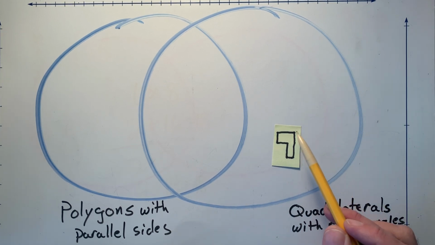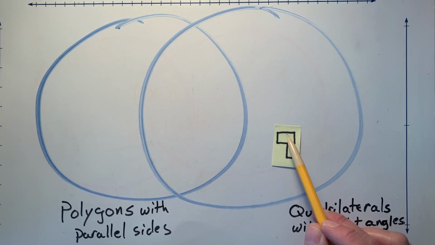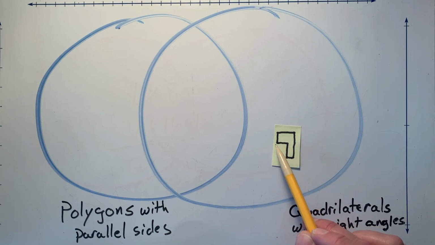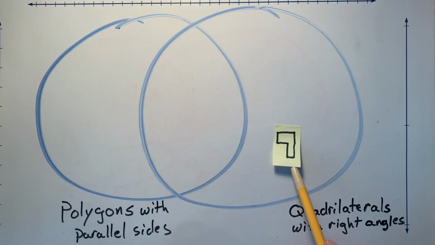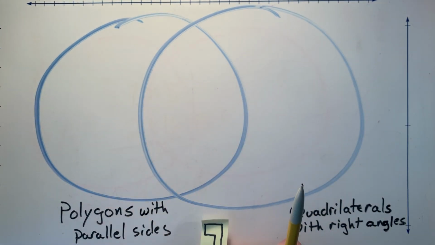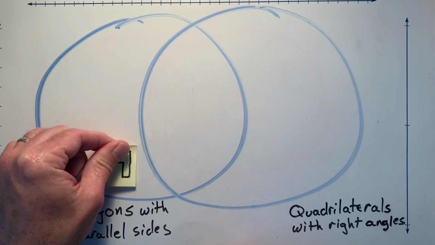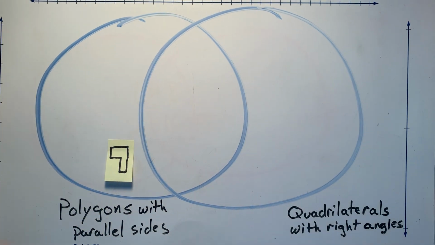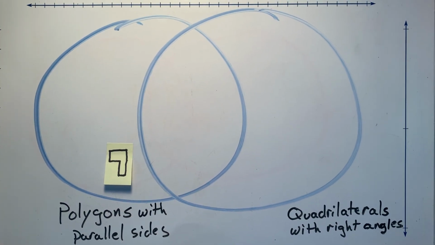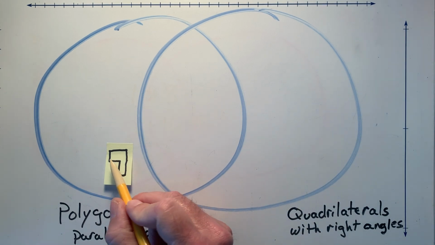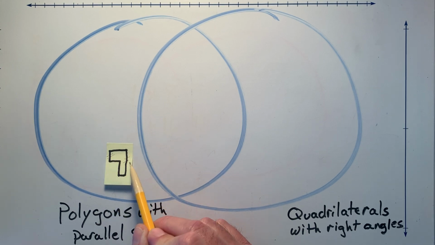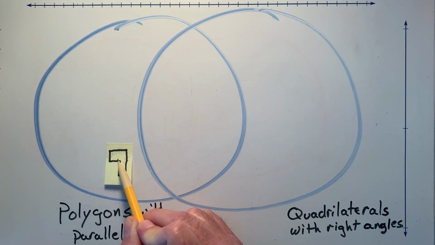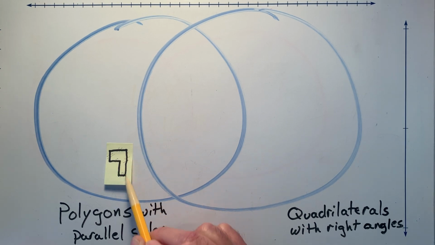Well, this happens to be a hexagon. 1, 2, 3, 4, 5, 6. That is not a quadrilateral. I cannot place it in this circle because it is 6-sided, not 4-sided. All right, let's take a look. However, can I place it over here? Is it a polygon with parallel sides? And the answer to that is yes, because these two sides are parallel to each other. One is long and one is short, and these lines are parallel to each other here, here, and here.